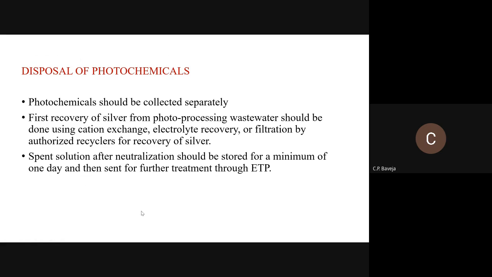And disposal of photochemicals. Photochemicals should be collected separately. And first, recovery of silver from photoprocessing wastewater should be done using cation exchange, electrolytic recovery, or filtration, by an authorized recycler for recovery of silver. And spent solution after neutralization should be stored for a minimum of 1 day and then sent for further treatment through ETP.